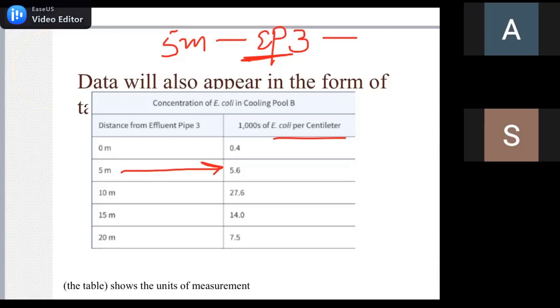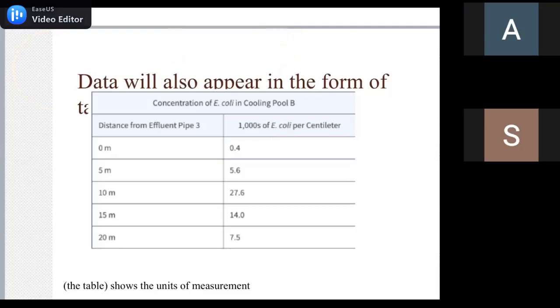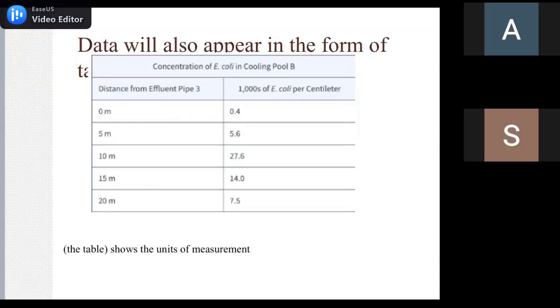This kind of question might not be there. What other kind of question do you think they can give you from this kind of tabular information? Probably at 8 meters, how many E. coli would be there around? They can ask you to identify the data trend in the table. What sort of data trend is there in the table? Are you able to figure out?